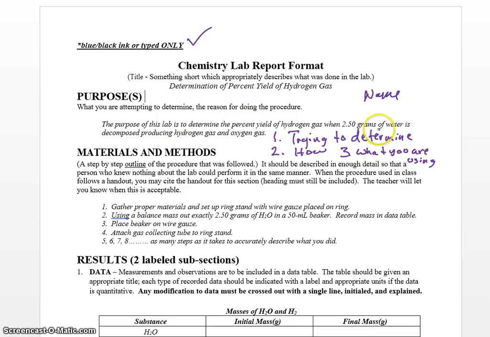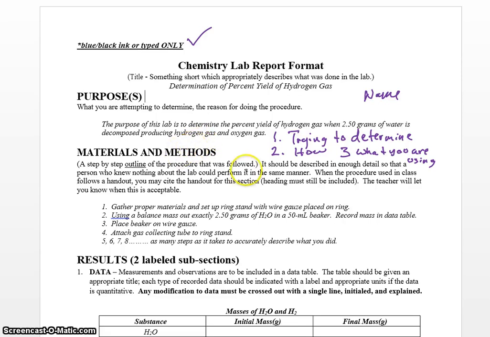Water. 2.50 grams of water. So we're using 2.50 grams of water, decomposing that water to produce hydrogen and oxygen, and then using that to determine the percent yield. That's what you want to get across when you are describing your purpose. Don't use words like understand or get a feel for or things like that.